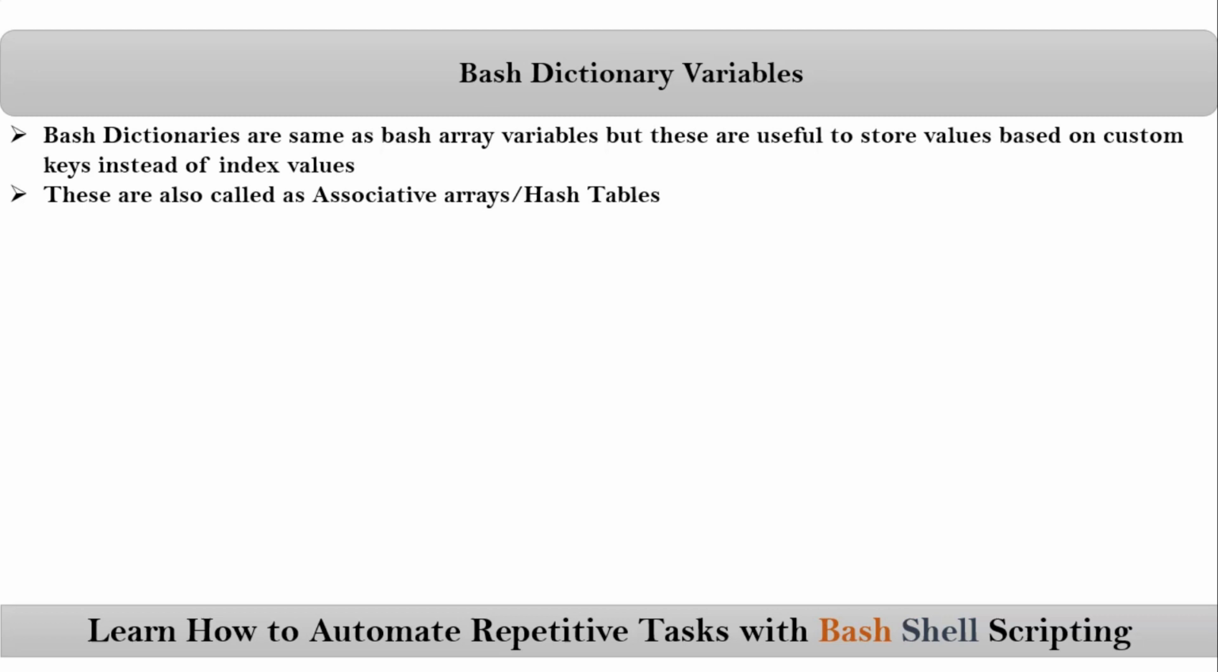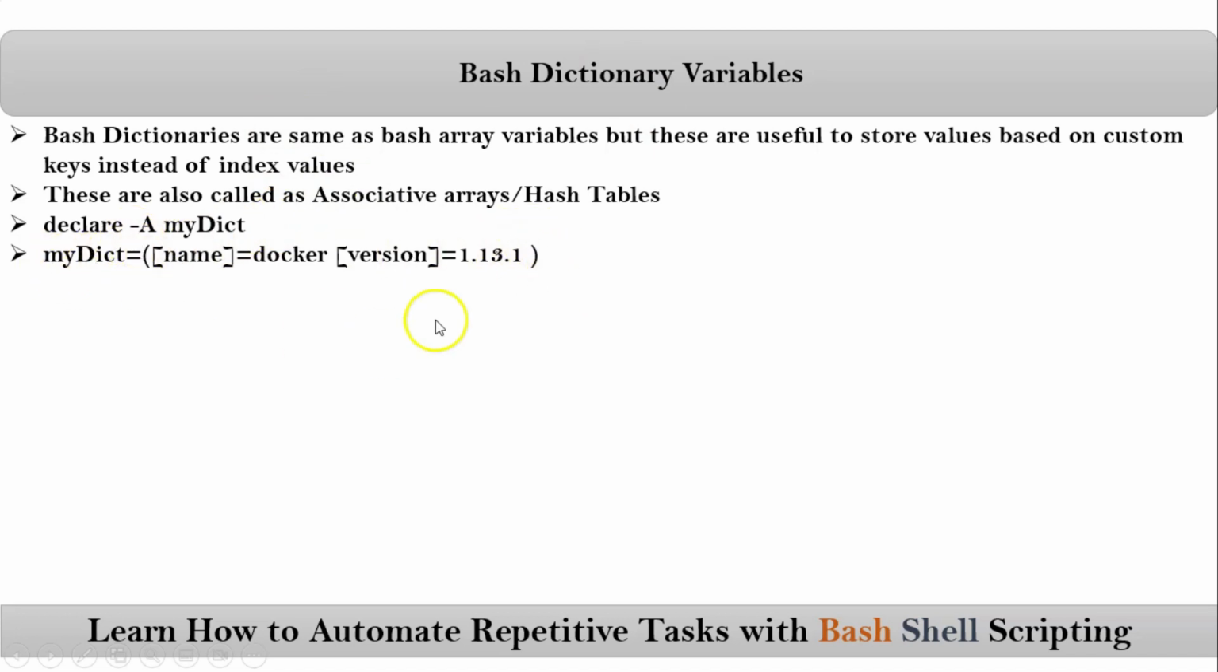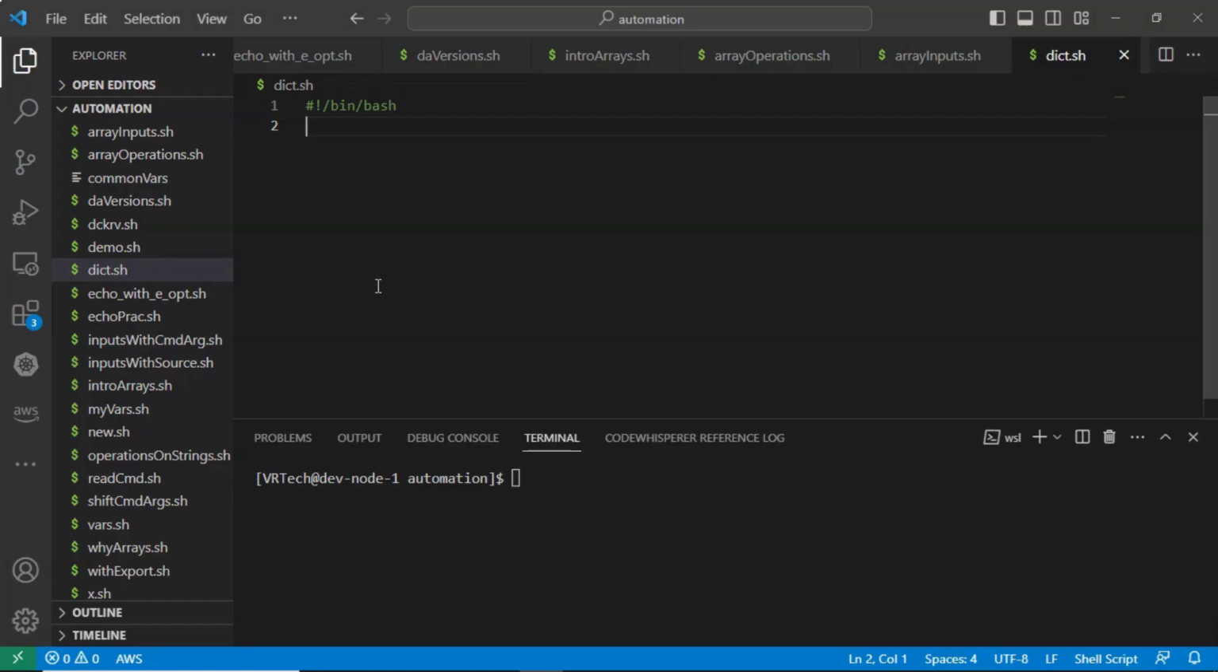If you want to declare any variable as a bash dictionary, then this is the syntax: declare -A, then your variable name. And this is the way you can store values into it. Simply, my_dictionary equals, first of all, parenthesis. That means this is an array. But instead of directly giving values, with respect to a key, we are storing our value. Or else we can also follow this syntax. Let me show you that.